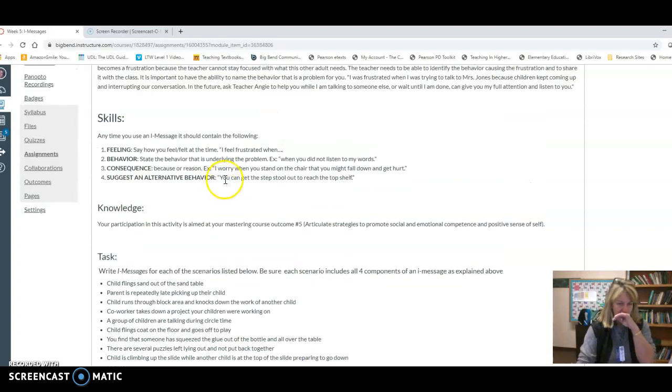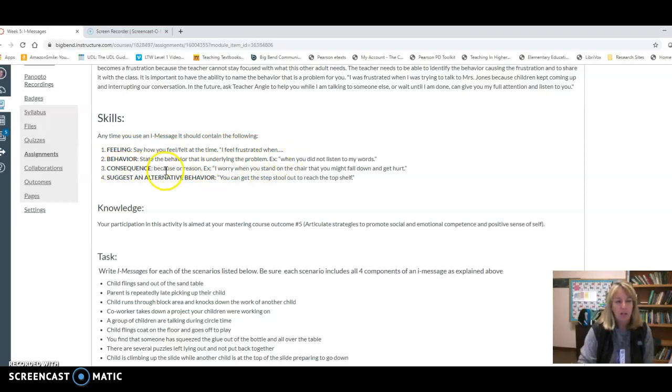But what I want to talk about right now is the specific things that you have to include in an iMessage. It should include how you're feeling. I feel frustrated when you interrupt me on the phone. So if that's my feeling and that's the behavior that the child is doing: I feel frustrated when you interrupt me when I'm talking on the phone.